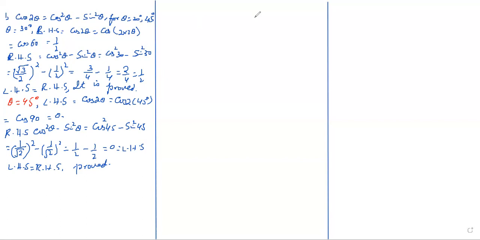Now come to our next question. Number 2. Prove that 2 tangent theta divided by 1 plus tangent square theta equals 2 times sine theta cosine theta.